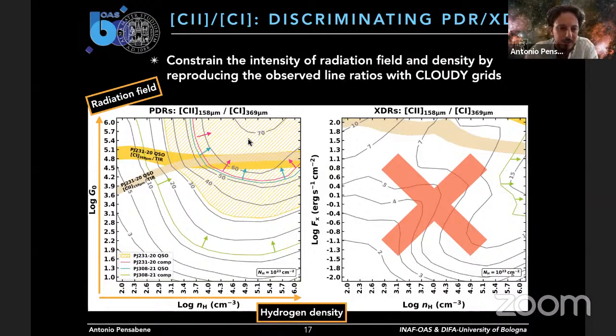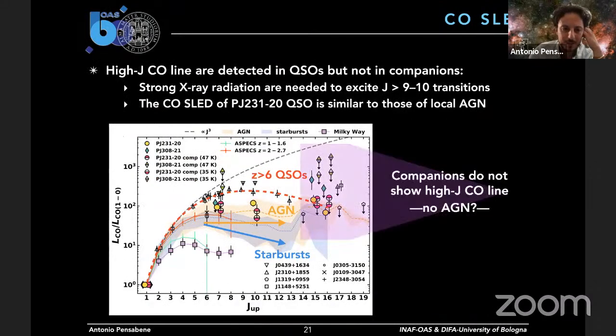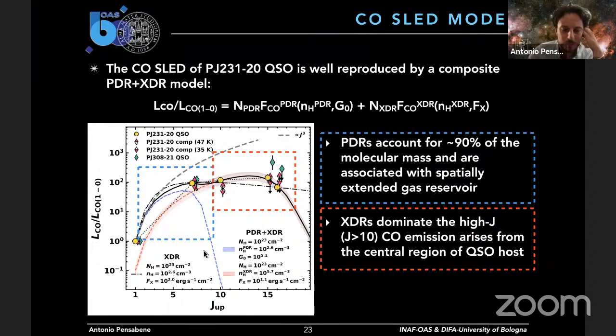Okay, yes, but we also need to keep in mind that C+ and C I basically trace star formation, while in CO SLEDs we have the contribution from PDR and also XDR. I'm not so sure, because the low-J CO lines are very highly affected by the CMB, so you don't have the entire flux at low frequency. But anyway, we may talk offline if you are interested.